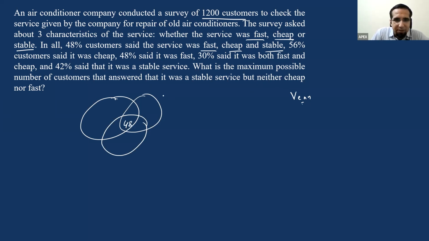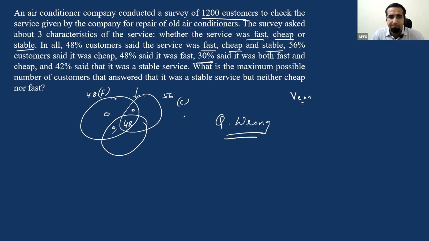56% said it was cheap. Let's say this is cheap. 48% said it was fast. Now, if this is 48, this is 48, this becomes 0, this becomes 0, and this becomes 0. 30% said it is both fast and cheap. Now, this was a point of contention in the question, because if these three are zeros, this cannot be 30. That means there's a problem in the question. So you should have left this question. There is a mistake in the question. So this question is wrong. Clear, guys? Let's move to the next one.